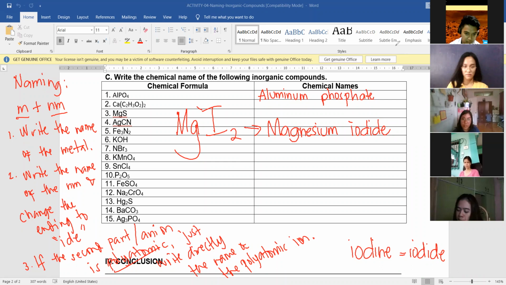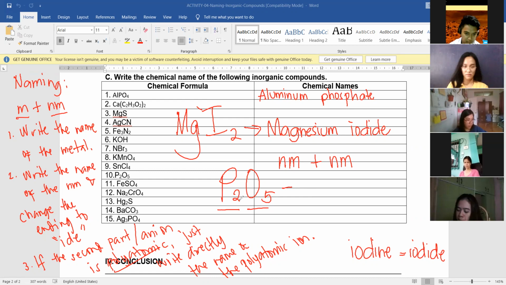We use prefixes only when it is between non-metal and non-metal. Same with this example, P2O5. You check if it is metal plus non-metal or non-metal plus non-metal. If non-metal plus non-metal, we use prefixes. Phosphorus is a non-metal and oxygen is also a non-metal. So when we name this, we use prefixes.